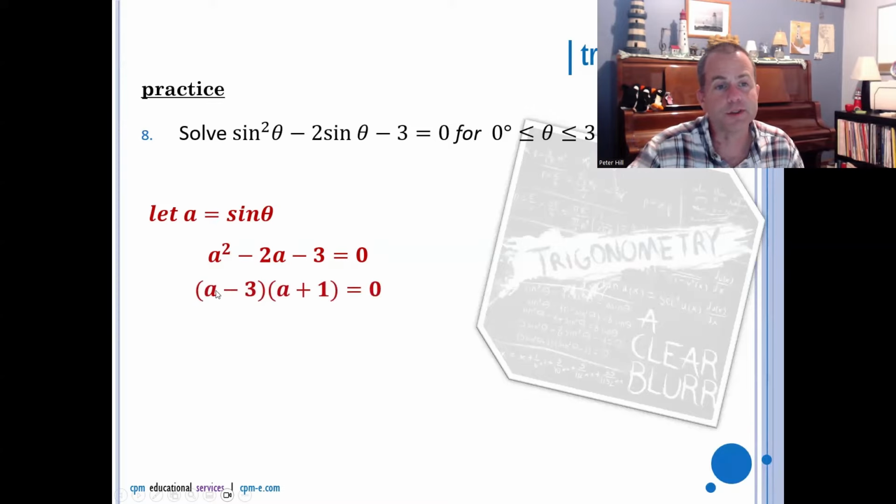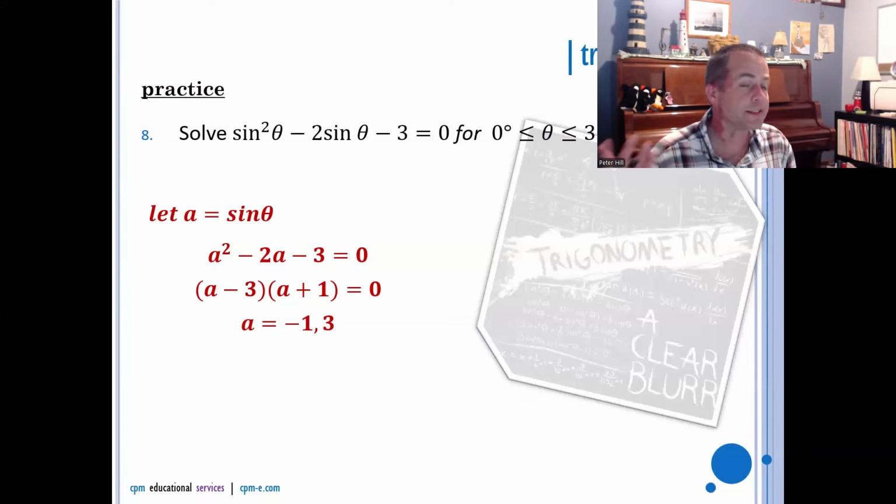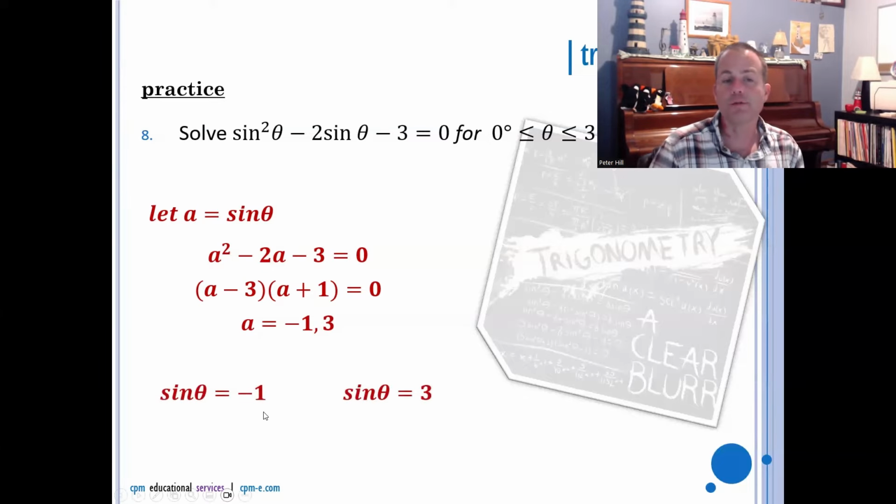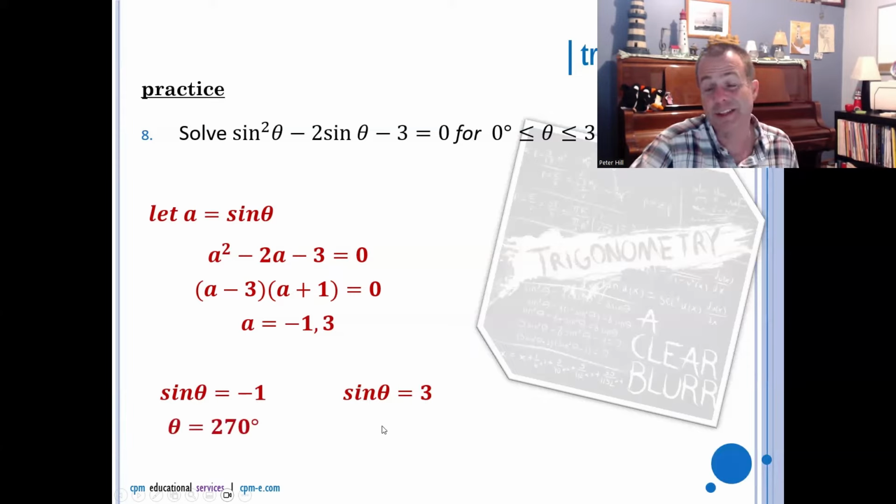So now we're factoring: a minus 3 times a plus 1. And then we've got the zero product principle because that equals 0. So a equals 3 and a equals negative 1. Now remember, a is sine of theta. So I have to put it back and solve for where sine of theta equals negative 1 and where sine of theta equals 3. Sine of theta equals negative 1 at 270 degrees. And sine of theta equals 3 doesn't happen.